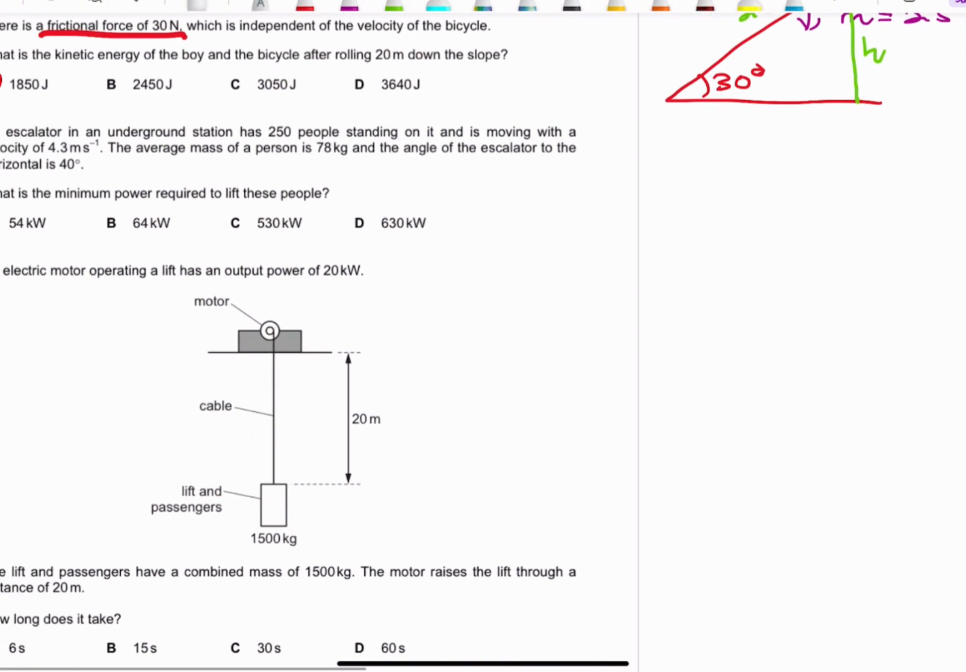Move on to question number 18. We're given an escalator in an underground station with 250 people standing on it, and it's moving at a velocity of 4.3 meters per second.